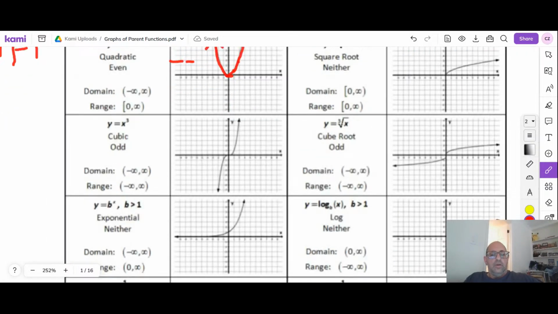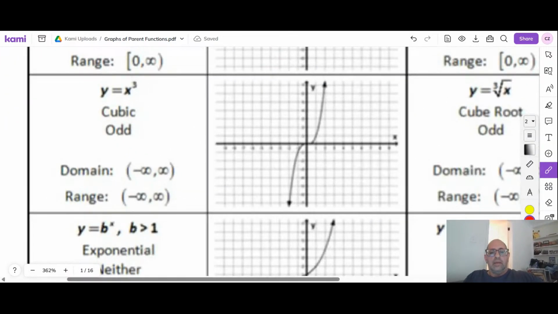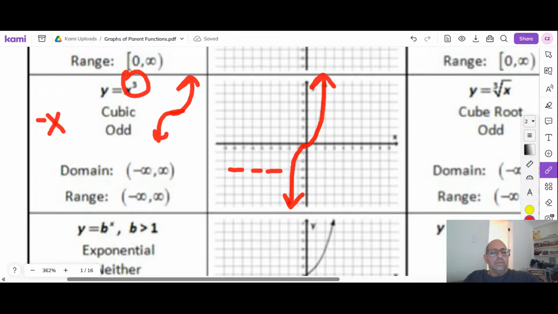And remember, if you're not sure what to do on the left, a negative times a negative is a positive versus x cubed, a positive times a positive times a positive, a negative times a negative times a negative is a negative. So notice the end behavior. When you have an odd power, the positive will go up, the negative will go down. If somebody throws a negative in front, it'll just flip upside down.